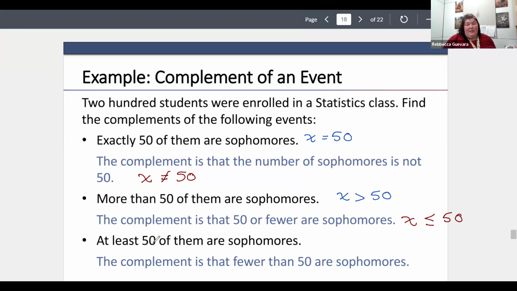If at least 50 of them are sophomores, that means 50 or more. The complement is that fewer than 50 have to be sophomores.